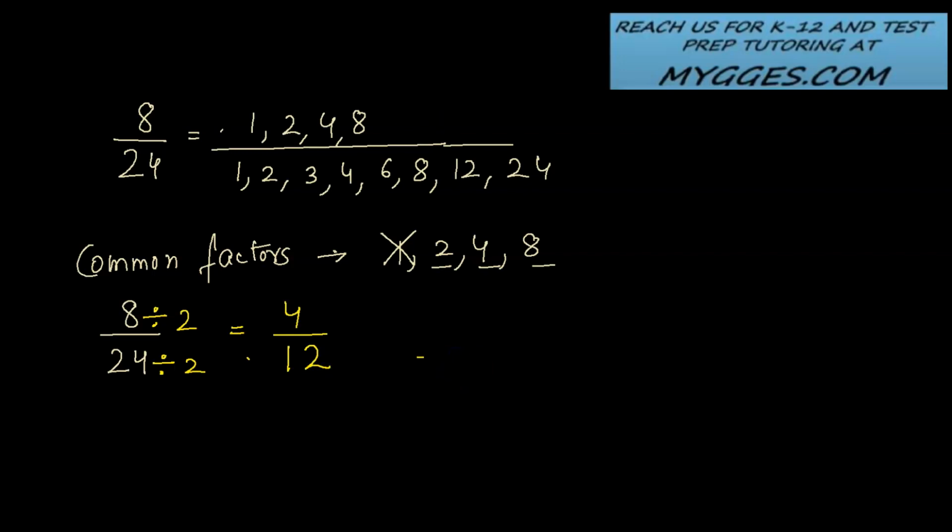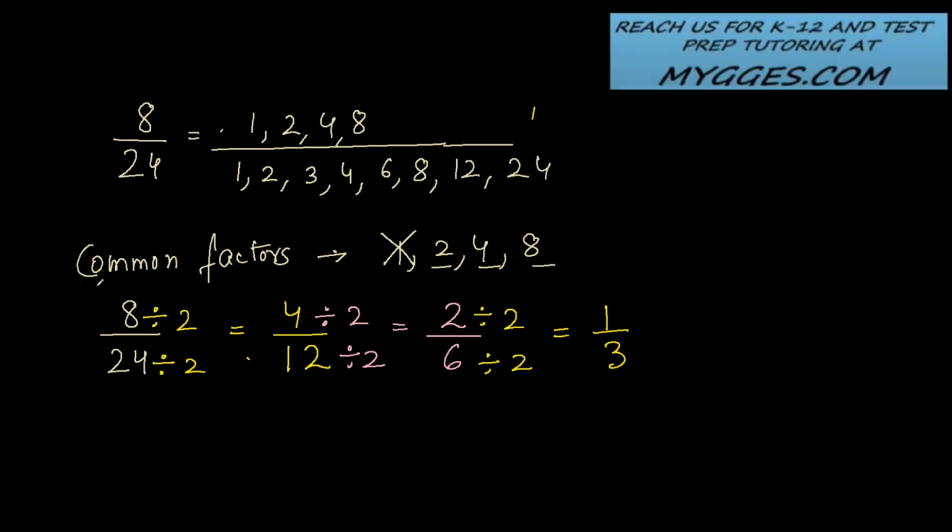Now we can see 4 and 12 can be divisible by 2 again. So we keep on repeating the step. Again we divide by 2 and we get 4 divided by 2 is 2 and 12 divided by 2 is 6. Now 2 and 6 again can be divisible by 2. So repeat the same step, divide by 2, and then we get 1/3. Now we can say that 1/3 is in simplified or reduced form because 1 and 3 don't have any common factor other than 1.